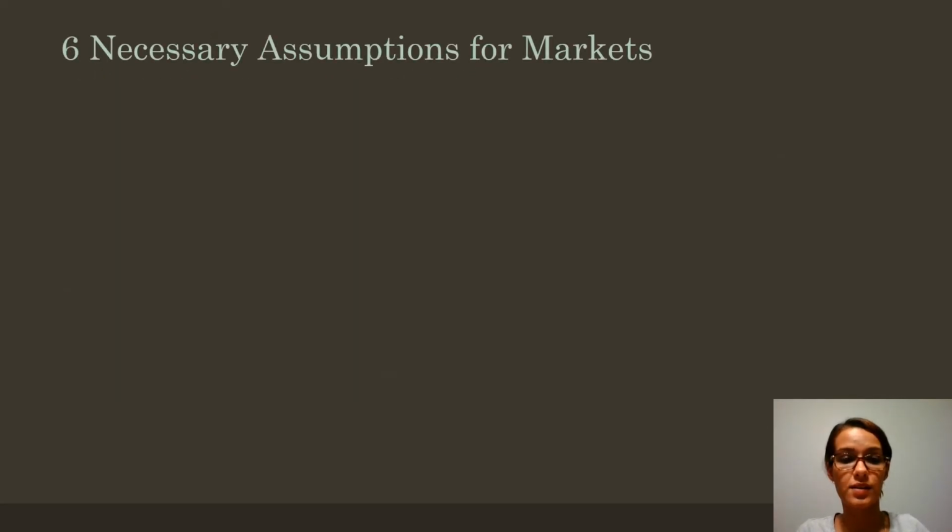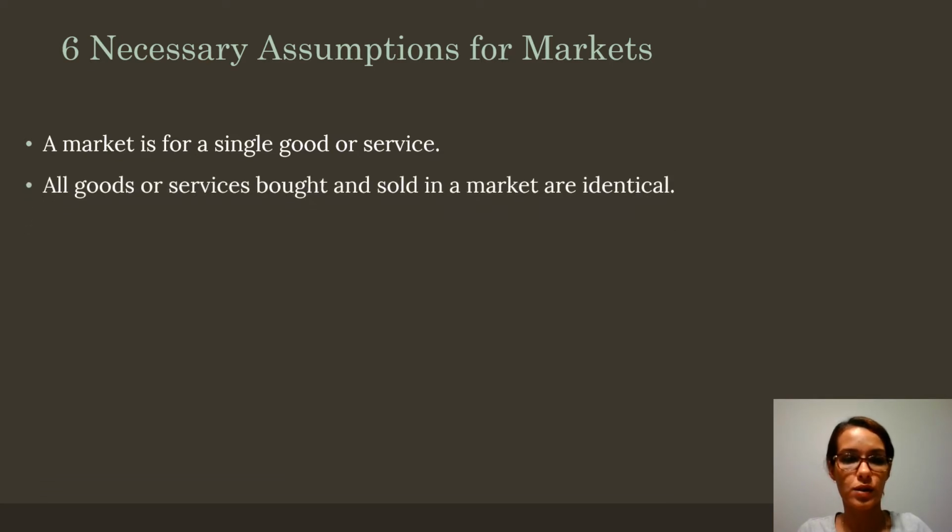There are 6 necessary assumptions for markets. A market is for a single good or service. All goods or services bought and sold in a market are identical. The good or service sells for a single price.